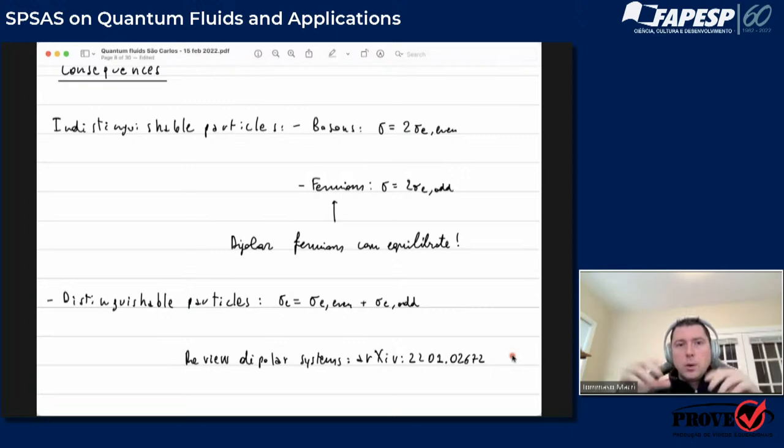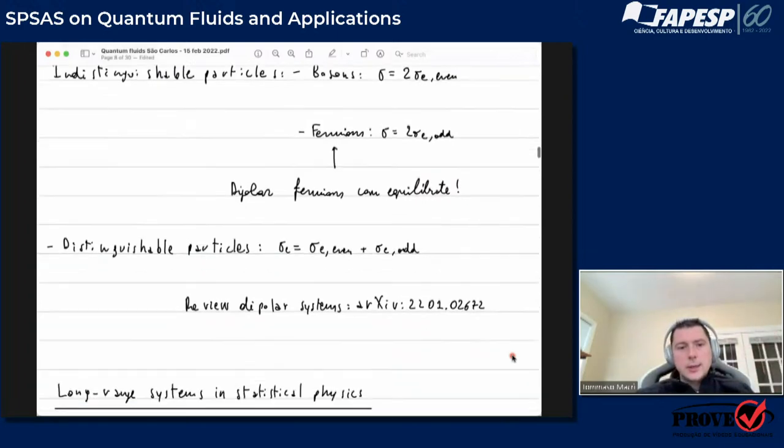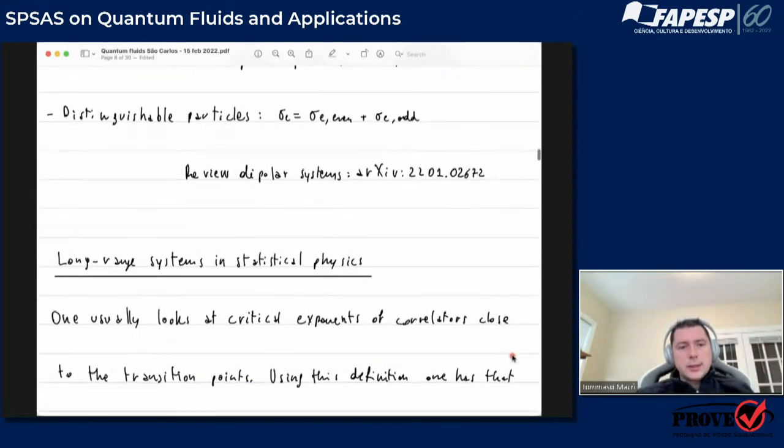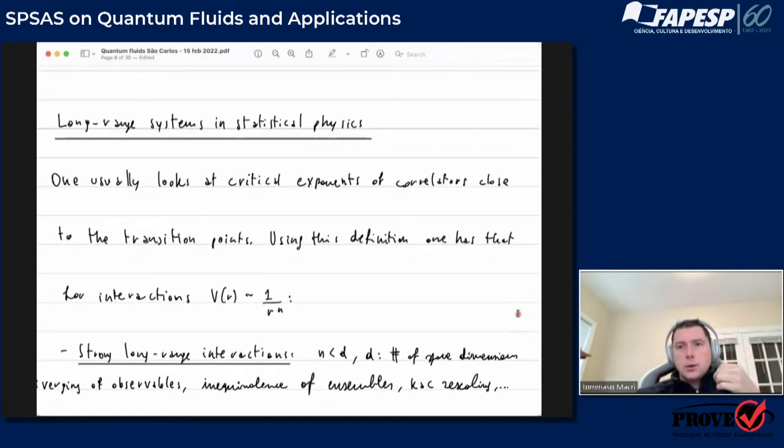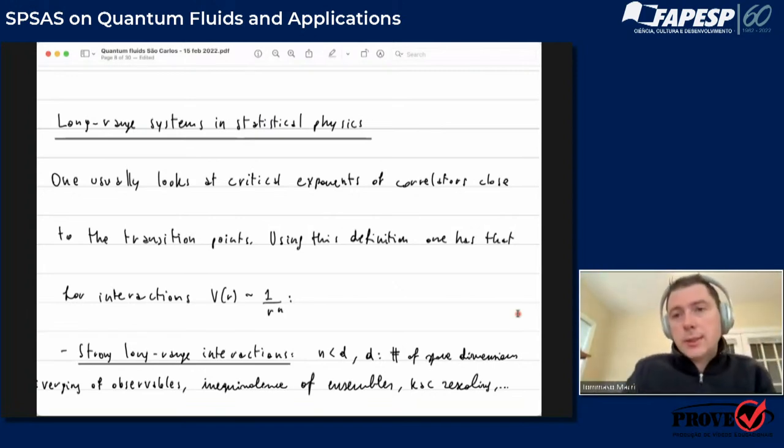Okay, so you see that there is a sort of classification of long-range and short-range interactions by looking at the scattering properties. What I would like to briefly mention now is that you can do a similar type of classification, but for an apparently completely different context. For long-range systems in statistical physics, the focus is not necessarily on the scattering properties, but instead on the universal properties that manifest themselves close to phase transition points. One typically looks at the scaling of the correlators, which depend as a power law of the distance, and since these scalings go as a power law, you can define what are called the critical exponents associated with those correlators.